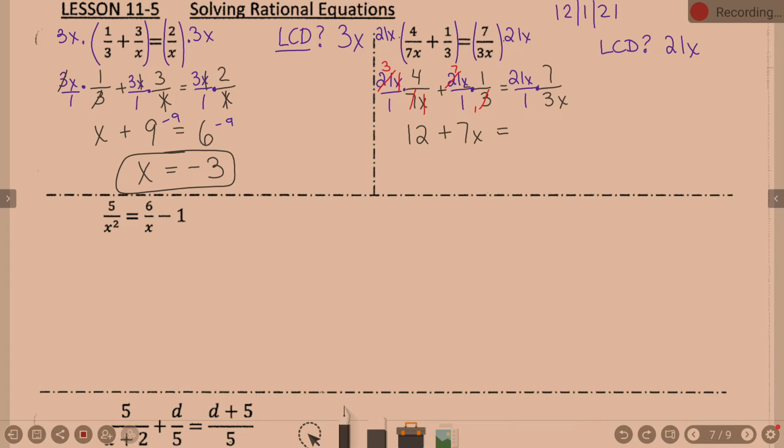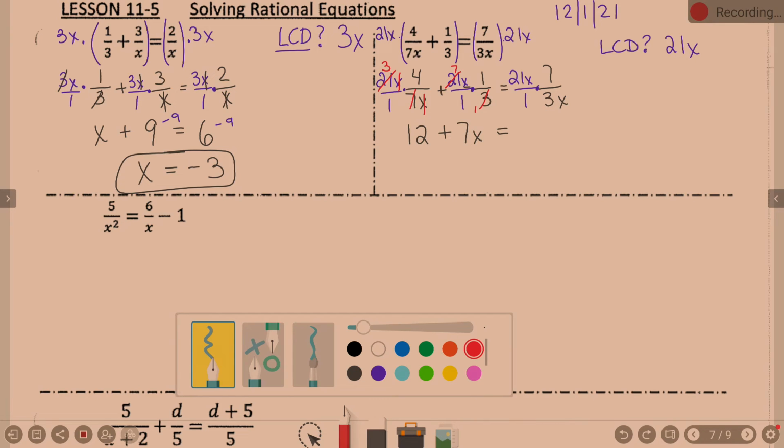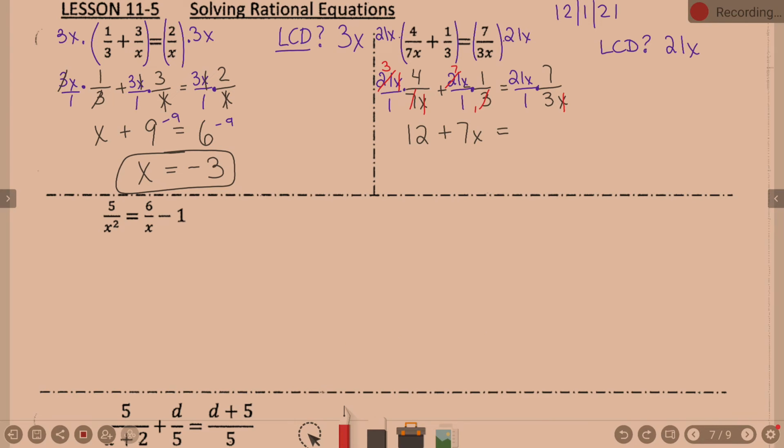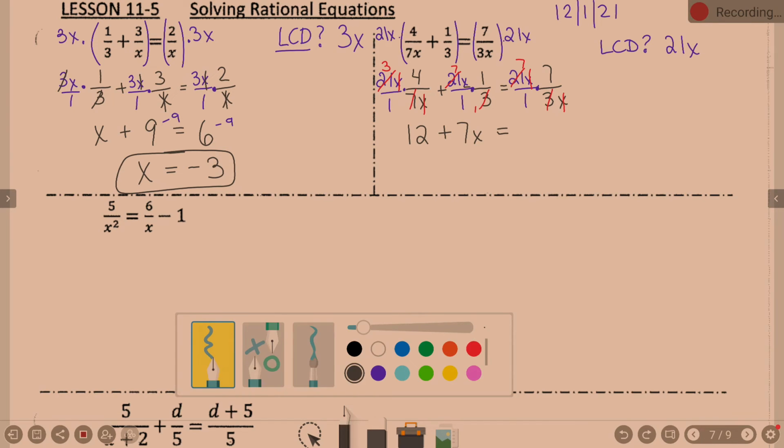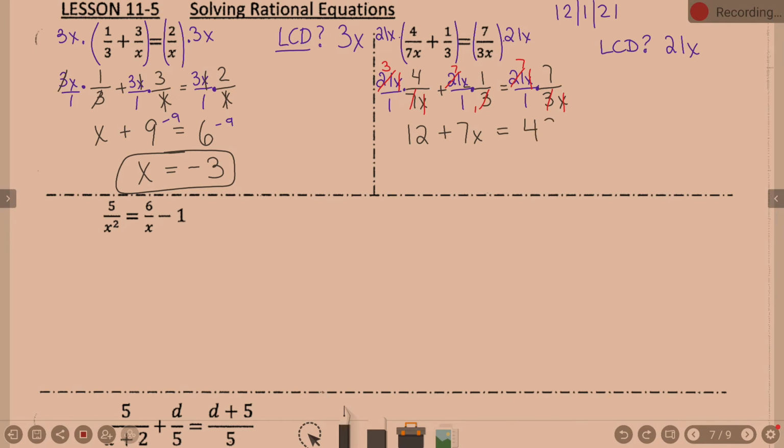Equals 21x over 1 times 7 over 3x. Well, 7, 3, and 21, they all go into 7 and 3 both. Okay, but only look denominator to numerator. Those x's cancel. The x on bottom cancels with the x on top. 3 on bottom, 3 divides by 3 and is 1. 21 divides by 3 and is 7. 7 times 7. The 7s aren't canceling because they're both on top. They're multiplying. 7 times 7 is 49.